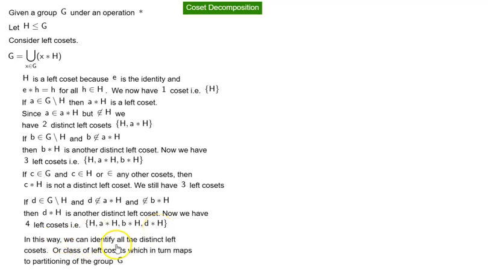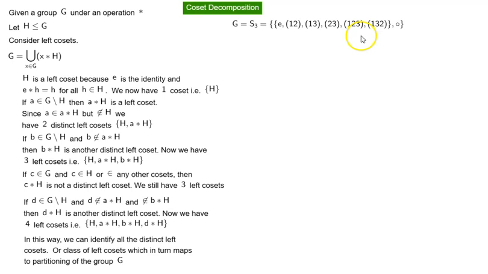In this way, we can identify all the distinct left cosets or class of left cosets, which in turn maps to partitioning of the group G. Okay, now let's take an example and work through it.